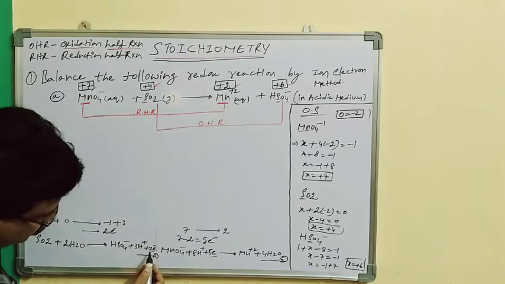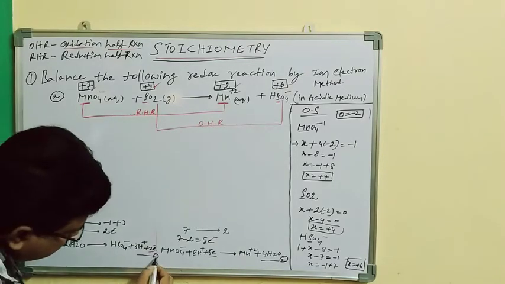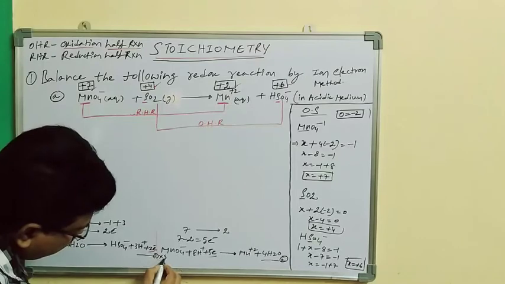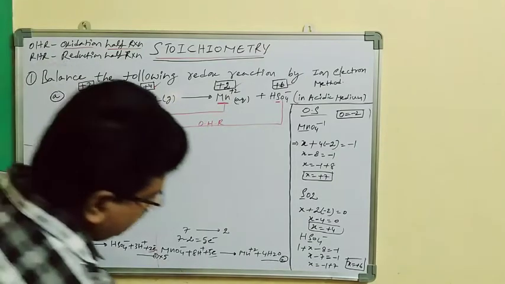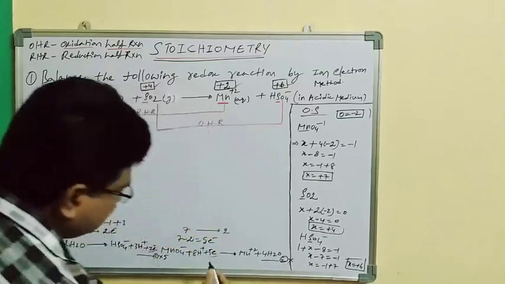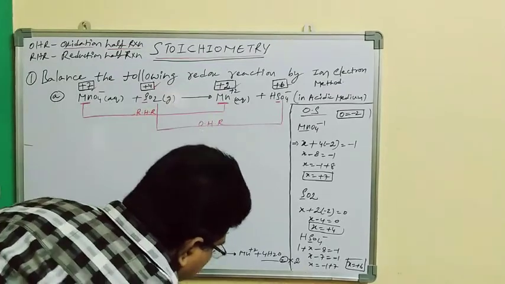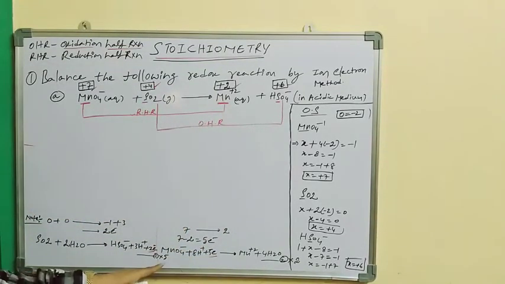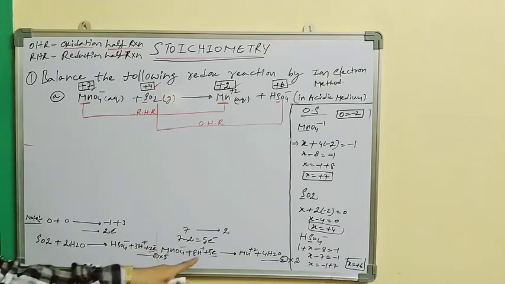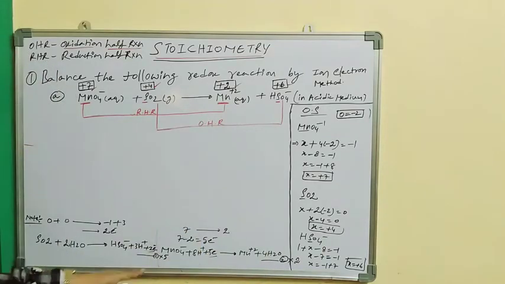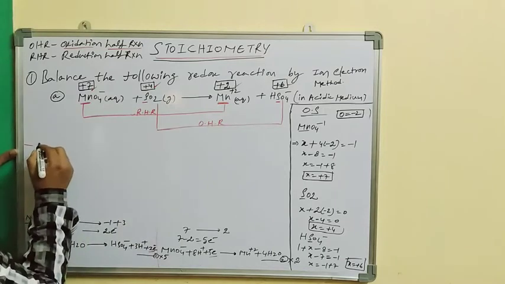Here we got 2 electrons. I am multiplying this equation with 5, and here I am multiplying this equation with 2. Why? Because 5 twos are 10 electrons, and here 5 twos are 10 electrons. So the first equation I am multiplying with 5. 5 SO2.